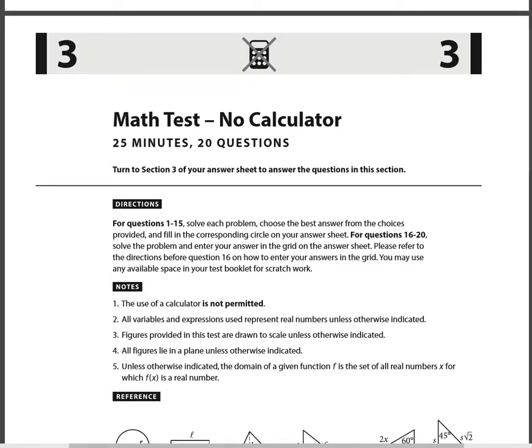Today we'll be working on College Board practice test number 1. The math section, no calculator, 25 minutes, 20 questions. This is available to everyone free of charge, so thank you to College Board for that.